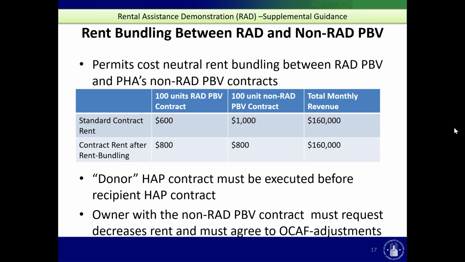When rent bundling, the donor HAP contract must be executed before the recipient HAP contract, and the owner with the non-RAD PBV contract must request this decreased rent and must agree to ongoing OCAF adjustments, just like the RAD contract is, just to ensure that the ongoing costs are comparable.